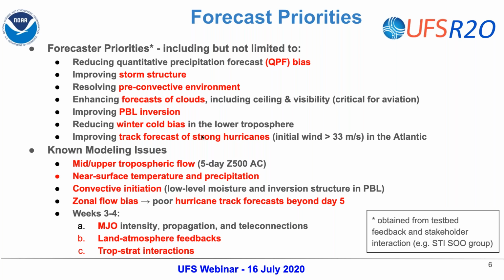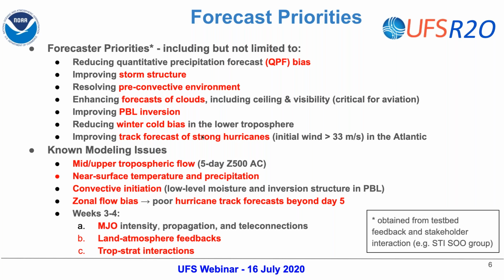Convective initiation is a problem in the model. We don't necessarily do as good a job as we should, at least in the global model, on convective inhibition. Zonal flow is biased, so that our hurricane track forecasts after day 5 are usually off, and we see a rapid growth in track forecast error at that lead time.